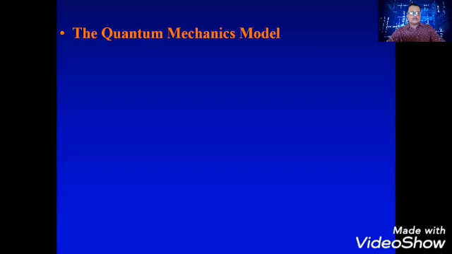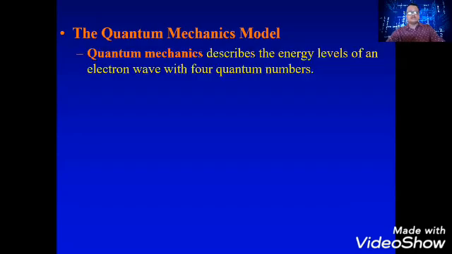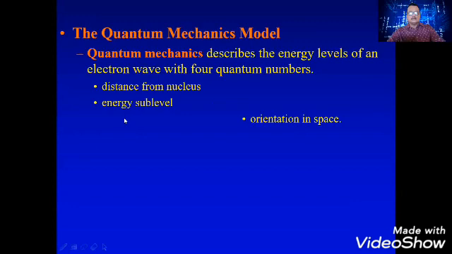Now, what are these quantum numbers? There are 4 quantum numbers. One quantum number will tell you about the distance of the electron from the nucleus. It is called the principal quantum number. Then there is another quantum number which will represent the energy sublevel, which is called the azimuthal quantum number. Then there is another quantum number which will represent the orientation of the sublevels in an electric field in space. It is called the magnetic quantum number.